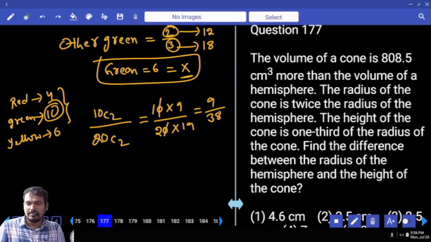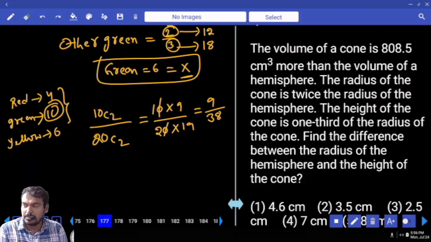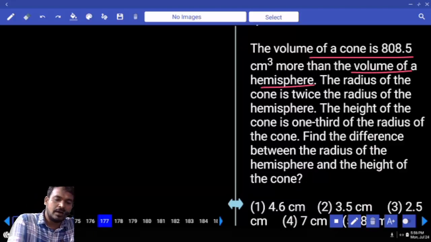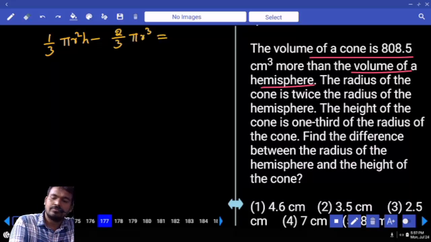Next question number 177. The volume of a cone is 808.5 centimeter cube more than the volume of a hemisphere. The radius of the cone is twice the radius of the hemisphere. The height of the cone is 1/3 of the radius of the cone. Find the difference between the radius of the hemisphere and the height of the cone. First of all, the volume of a cone is 808.5 more than the volume of a hemisphere. What is the cone volume? 1 by 3 pi r square h minus the volume of a hemisphere, 2 by 3 pi r cube. These two differ by which one?